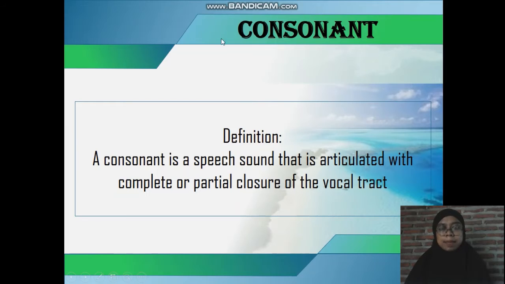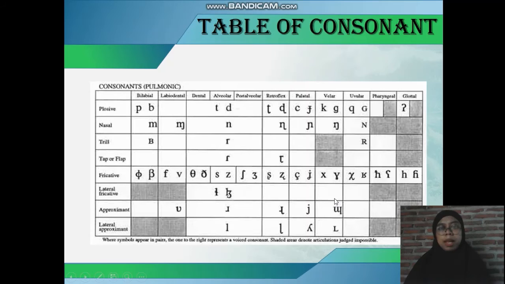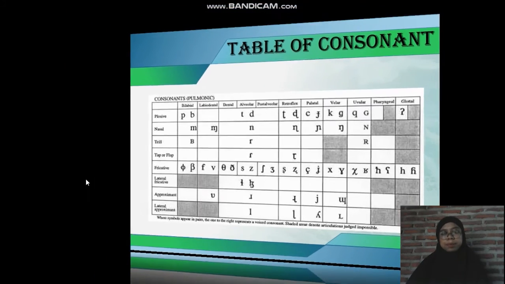And the next is about consonant. What is a consonant? A consonant is a speech sound that is articulated with complete or partial closure of the vocal tract. This is the table of consonants. There are two classifications of consonants. First is the horizontal. Here is the place of articulation. And the vertical here is the manner of articulation.